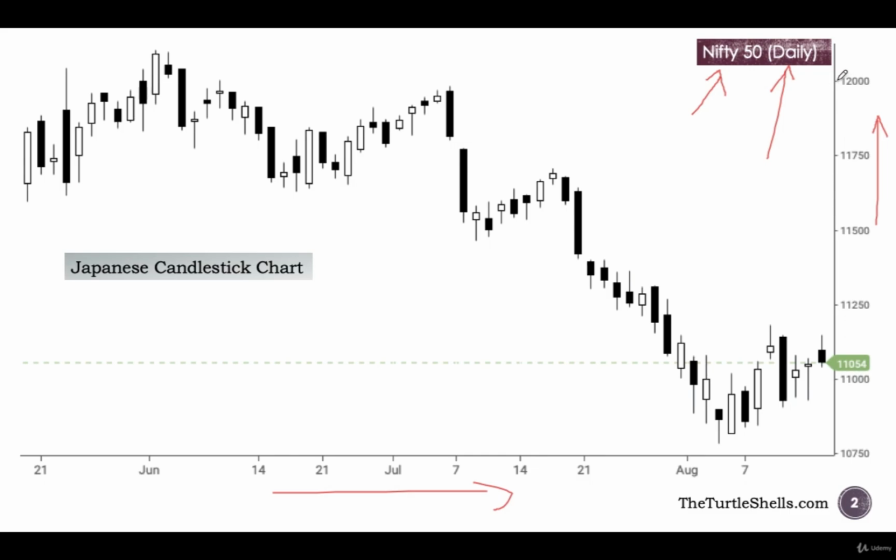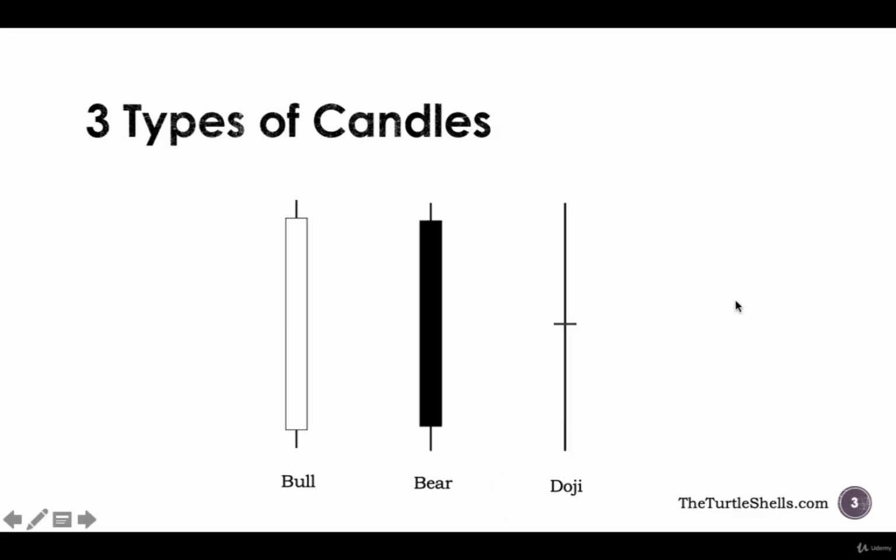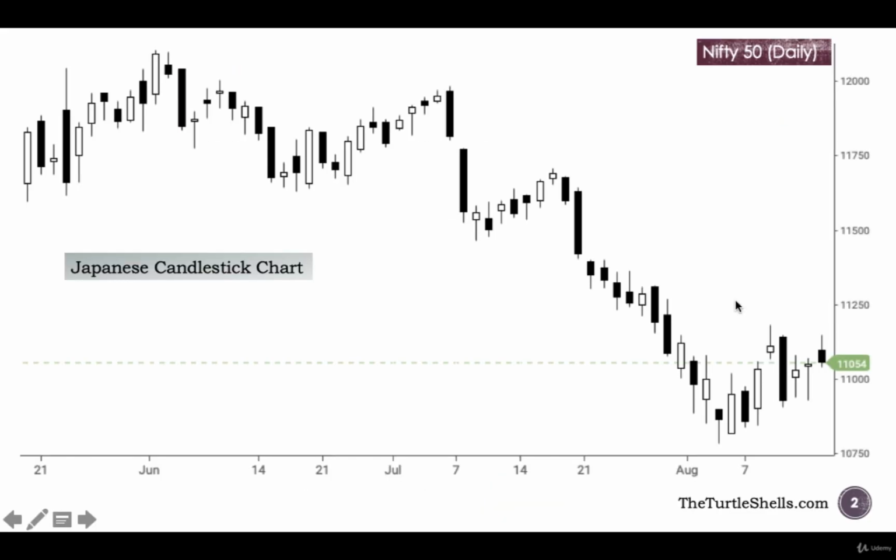Now we have seen that in June, the price was 12,000. From June, it has gone to less than 11,000 by the second week of August. So August starts here, around the first or second week. As you can see in this chart, the price is going down.